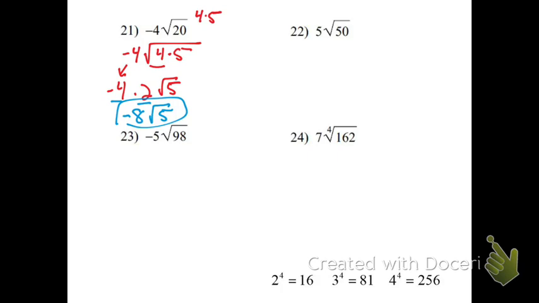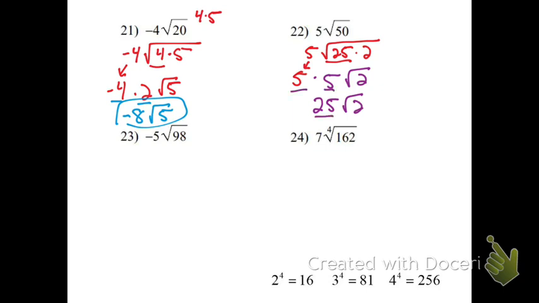Next up, I have 5 hanging out here. 50 breaks down to 25 times 2. So working ahead of myself there. Here's this 5. What is the square root of 25? Well, that is 5. And then the square root of 2 is just the square root of 2. So then my simplified radical here is going to be 25 root 2, because 5 times 5 is 25. That one's in the books.